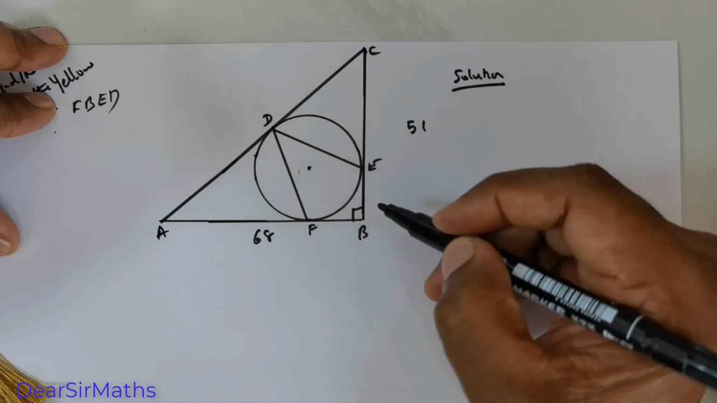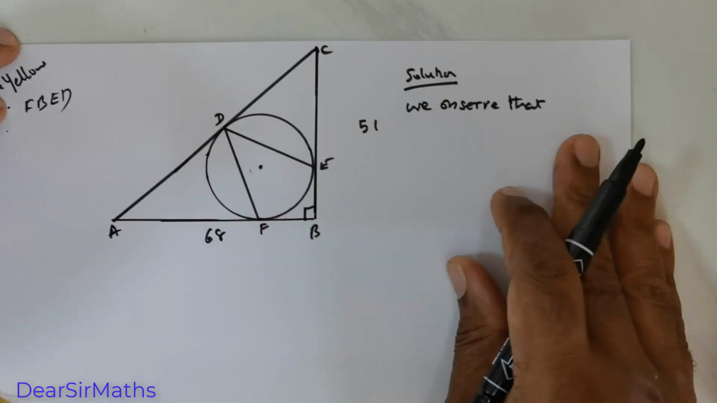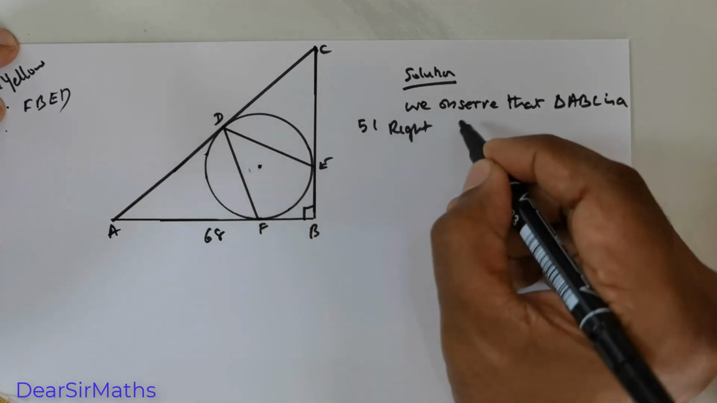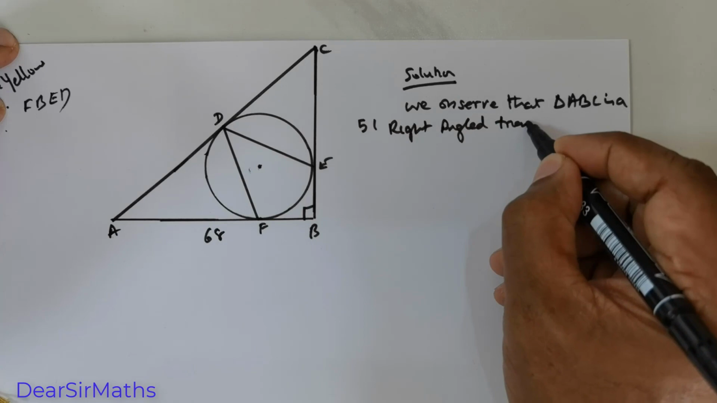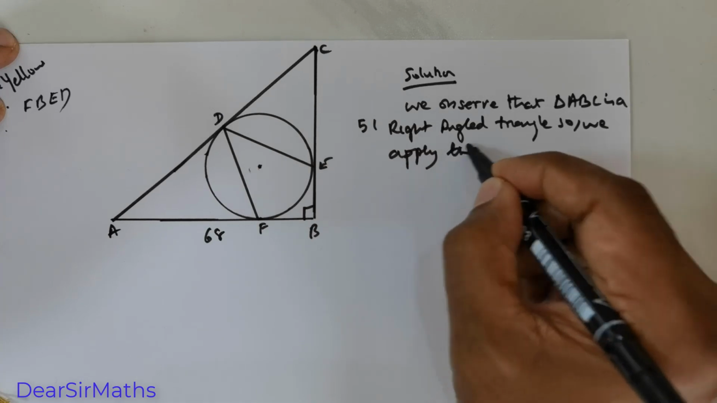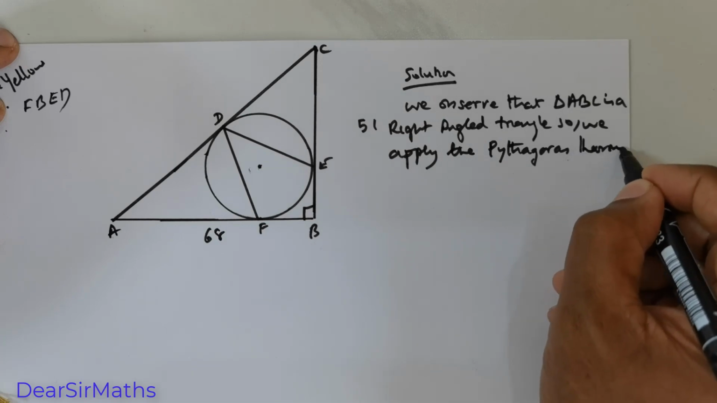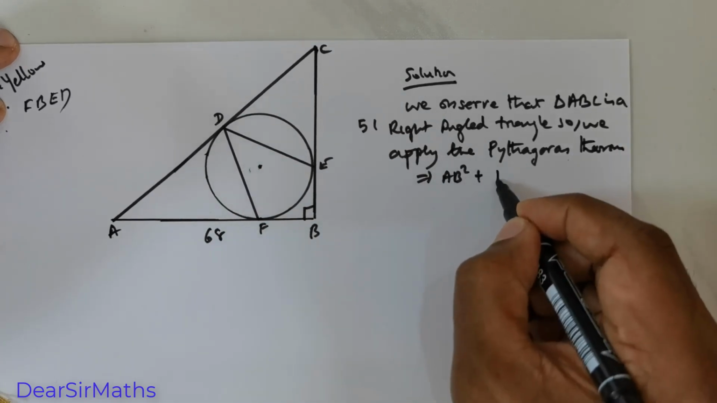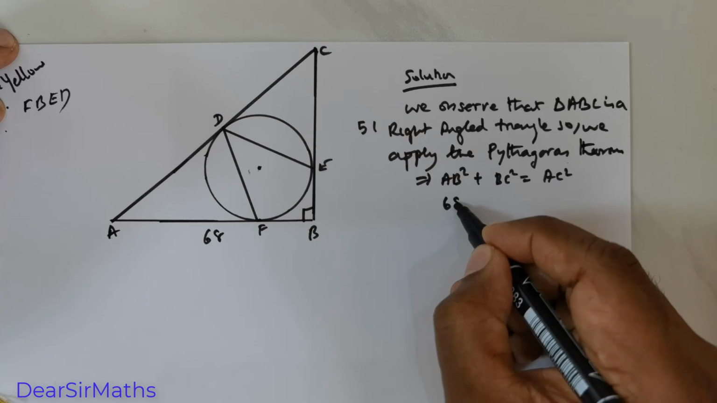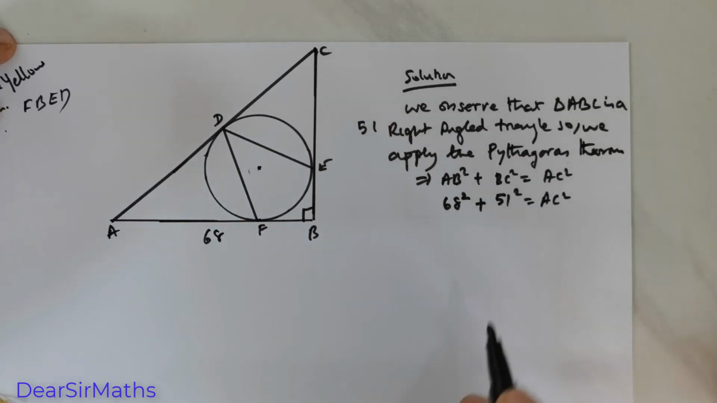So what is the first observation? We observe that triangle ABC is a right angle triangle. So we apply the Pythagoras theorem. Now this means AB squared plus BC squared is equal to AC squared. AB squared is 68 squared. BC squared is 51 squared is equal to AC squared.